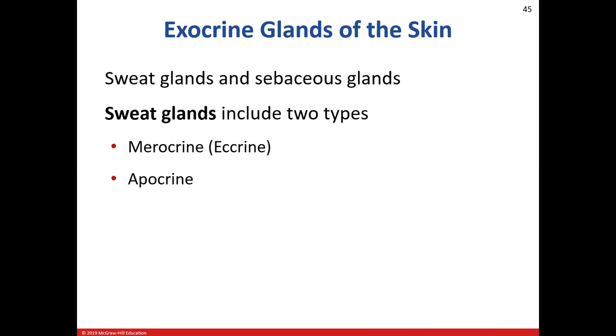So another one of our accessory components of the skin are going to be our exocrine glands of the skin. Our exocrine glands are a combination of sweat glands and sebaceous glands. Now, our sweat glands include two different types. We can have merocrine or eccrine glands, or we can have apocrine glands.